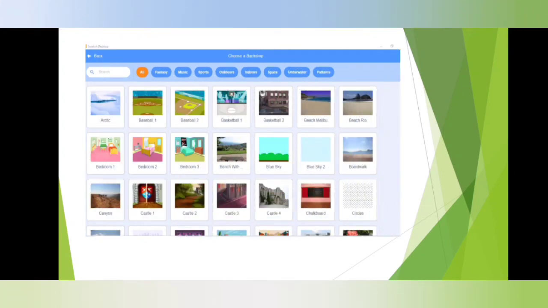Next is backdrop. A backdrop is an image that can be shown on the stage. It is similar to a costume except that it is shown on the stage instead. The stage can change its look to any of its backdrops using the switch backdrop to block.